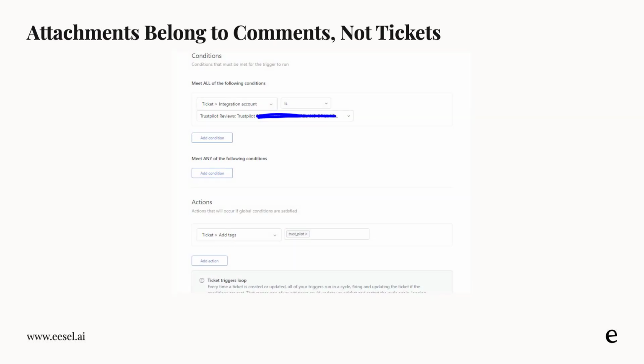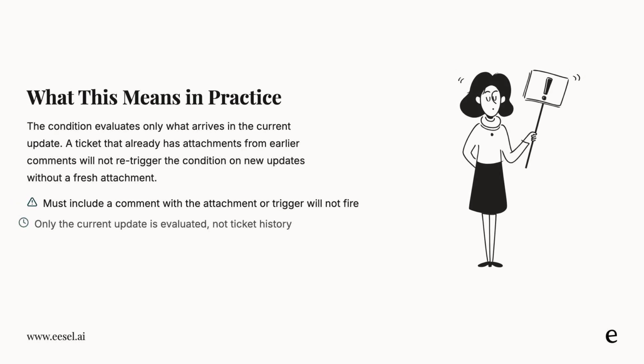Here is the most important thing to understand before you build anything. This condition checks the current update only, not the ticket's entire history. If a ticket already has files from an earlier comment, that history is invisible to the trigger. In practice, this means two things.